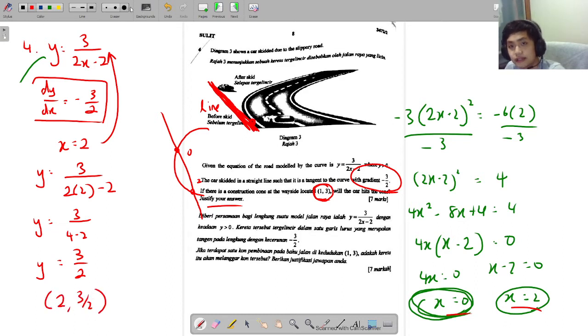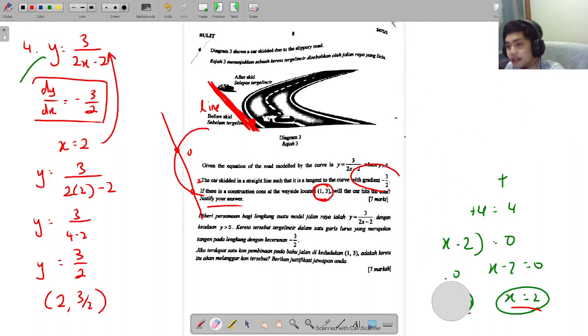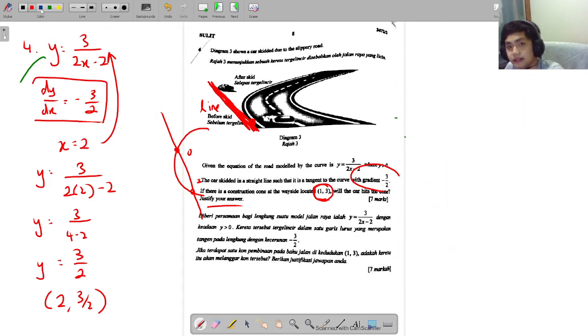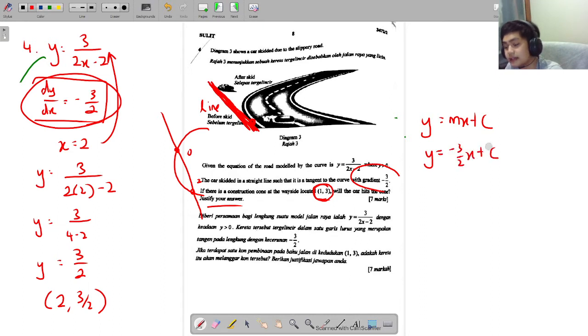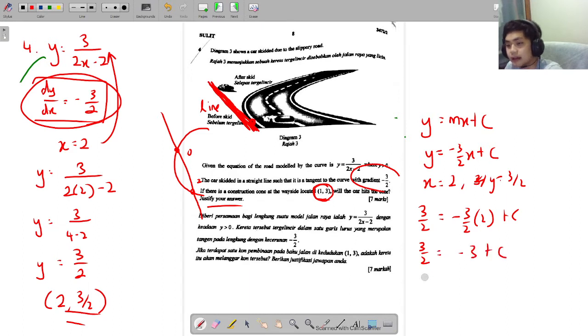So using this coordinate that I got, I'm going to create a line equation. So y equals mx plus c. And I already know the gradient of the tangent, which is negative 3 over 2. So it's y equals negative 3 over 2 x plus c. And I can sub in the x and y so that I can find the y-intercept, which is c. So it will be 3 over 2 equals negative 3 over 2 times 2 plus c. 3 over 2 equals negative 3 plus c. And 3 over 2 plus 3 equals c. c is, in this case, 9 over 2. So now I've created the line equation.